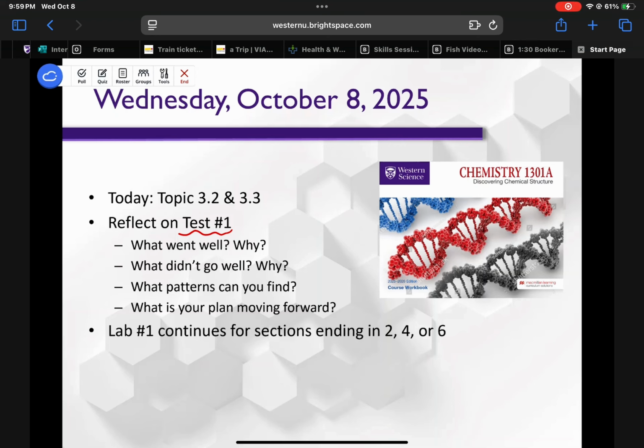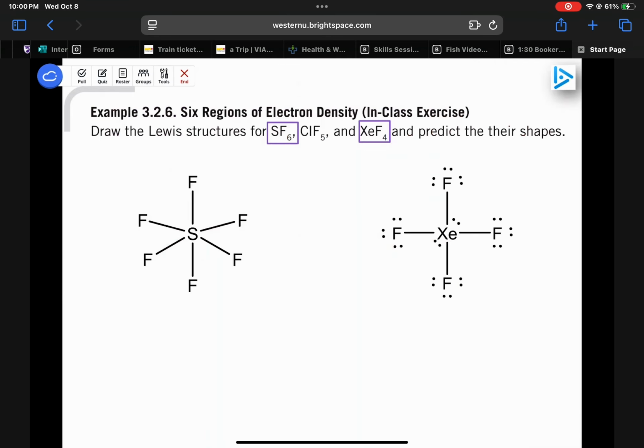Which types of questions went well? What didn't go so well? Was it time management? Can you find a pattern in the types of questions that you may not have gotten correct? And based on what you can learn from this test one experience, what do you plan to do this month to be ready for test number 2? Taking time to reflect and think about what you can learn from this experience is going to help you as you move forward.